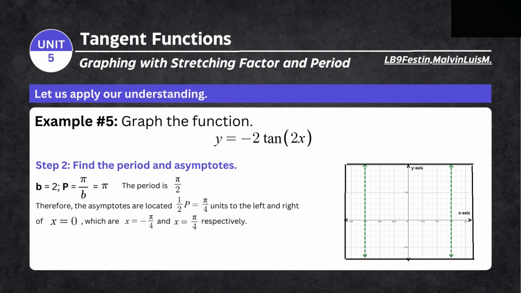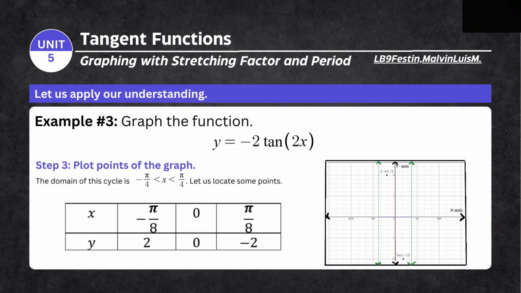Given our b is 2, and to find the period it is pi over b, the period is pi over 2. Therefore, the asymptotes are located 1/2 b, which is pi over 4 units, to the left and right of x equals 0, which are x equals -pi over 4 and x equals pi over 4 respectively.